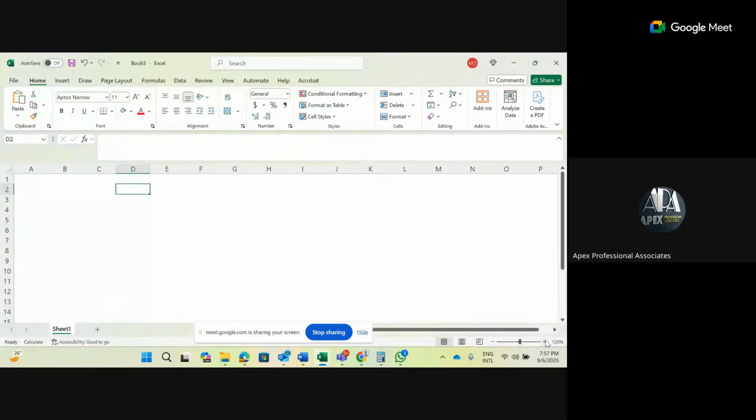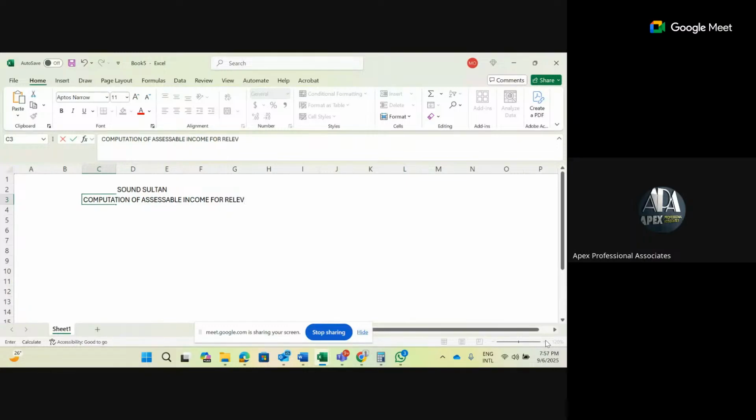In solving this question, first thing first, write South Sultan. That is very important for you to write first, the name of the business. Then next, the title of the account: computation of accessible income for the relevant years of assessment.